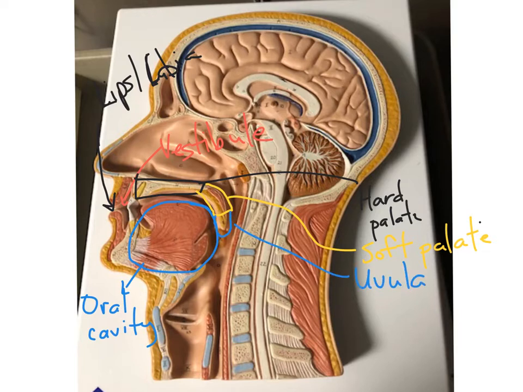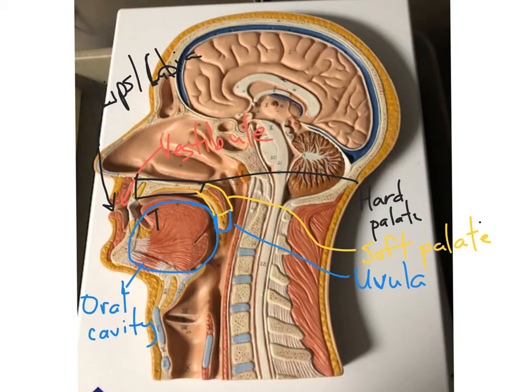Okay, so U-V-U-L-A, that is the uvula. Okay, so just the area in which it's all yellow. And again, I know this picture is a little dark, but we're looking for this point right here where it's all yellow. Okay, let's go back to our oral cavity and hit some structures.